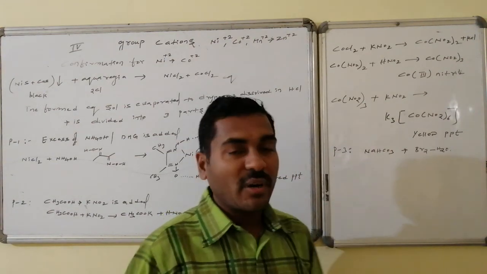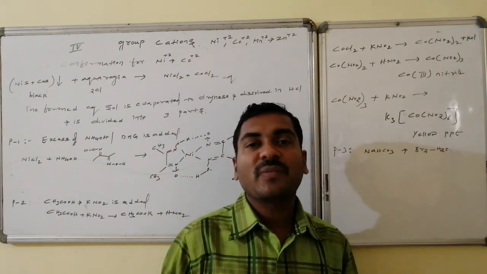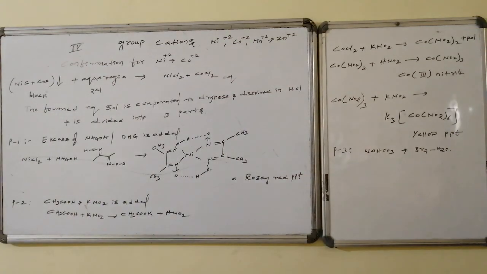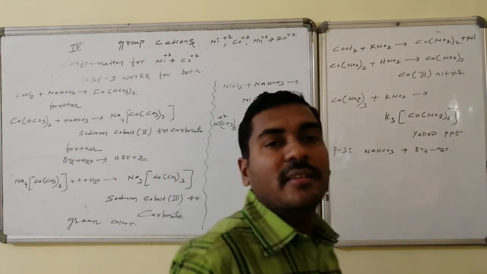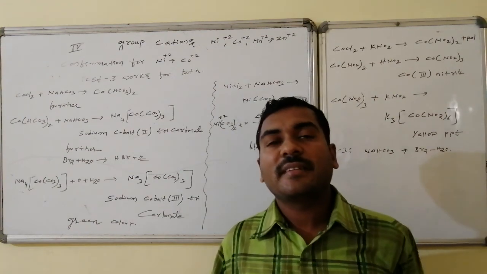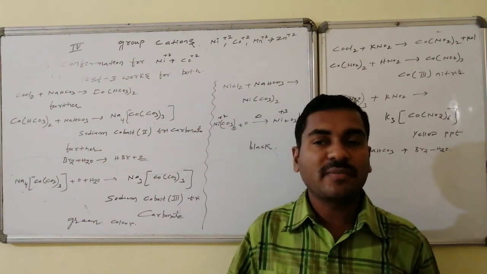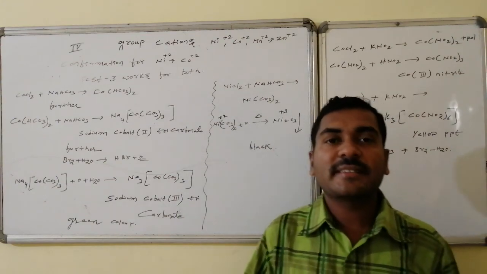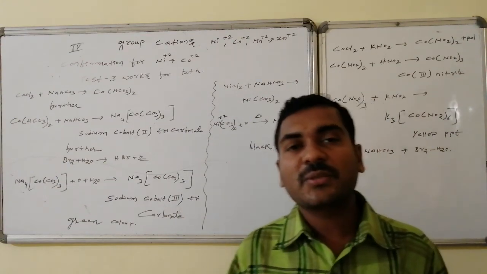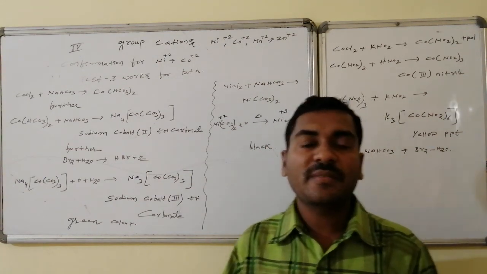Let us go for part 3. The reagent used is sodium bicarbonate followed by an oxidizing agent, that is bromine water. Part 3 is a common test used for the confirmation of cobalt as well as nickel. Cobalt will give green coloration, nickel will give black color precipitate under the same reaction conditions. Here we are using sodium bicarbonate, and the second reagent used is bromine water, which is an oxidizing agent.